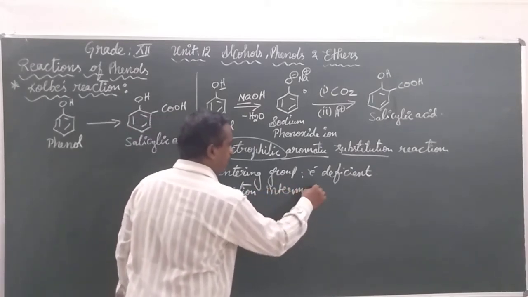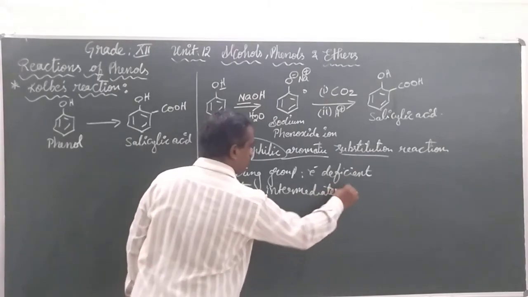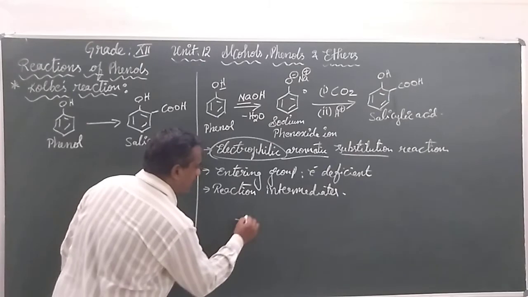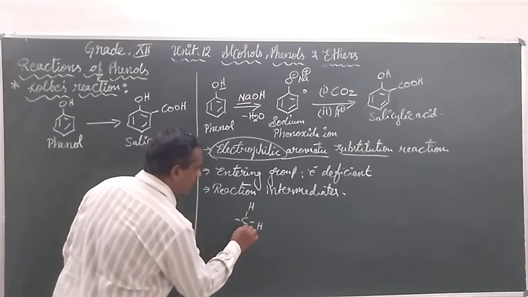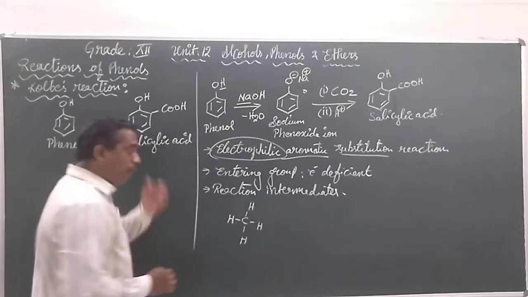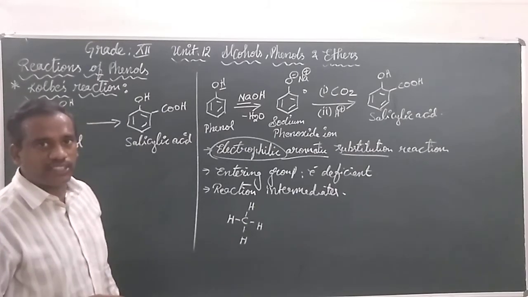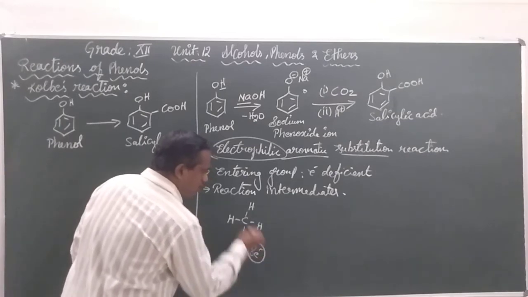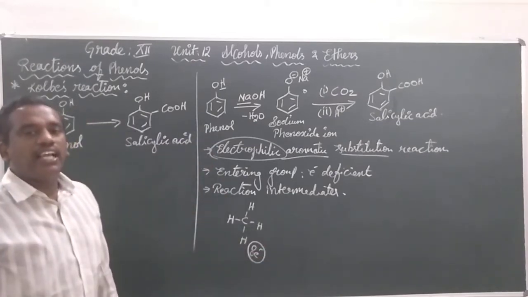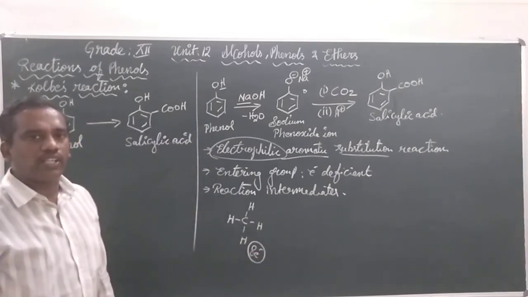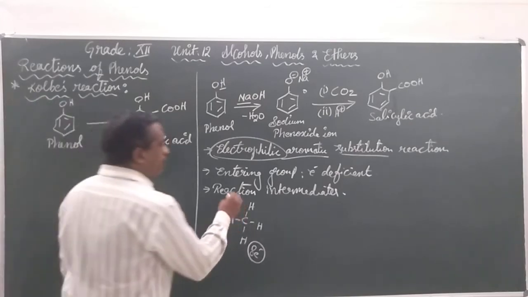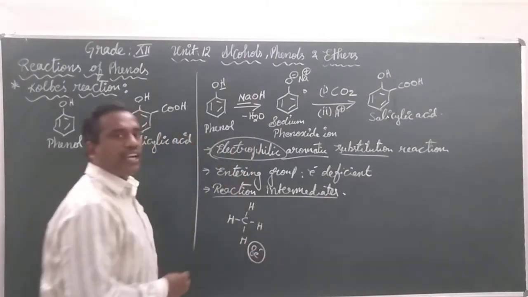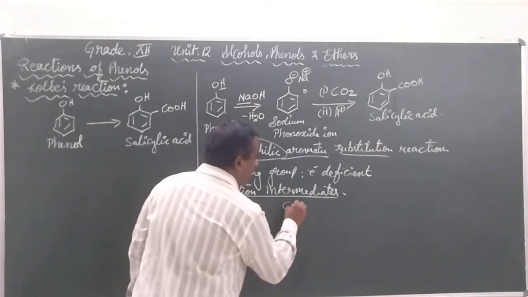Reaction intermediates. In them, we have discussed the carbon will generally have 4 bonds around it. 4 bonds means how many electrons? 8 electrons. So we say it is a stable octet configuration for the carbon. But in the reaction intermediates, we have discussed the carbocation.